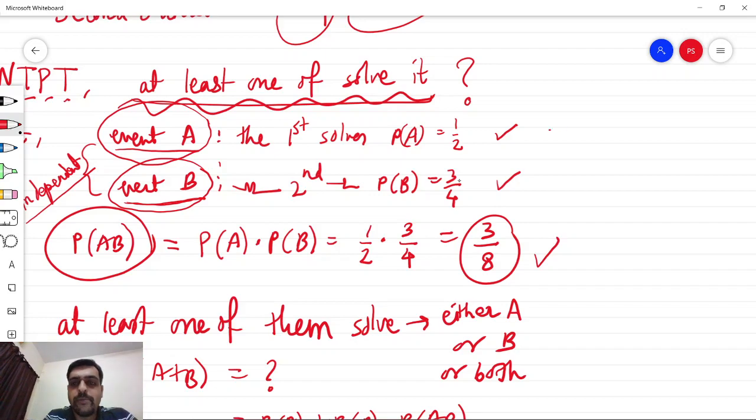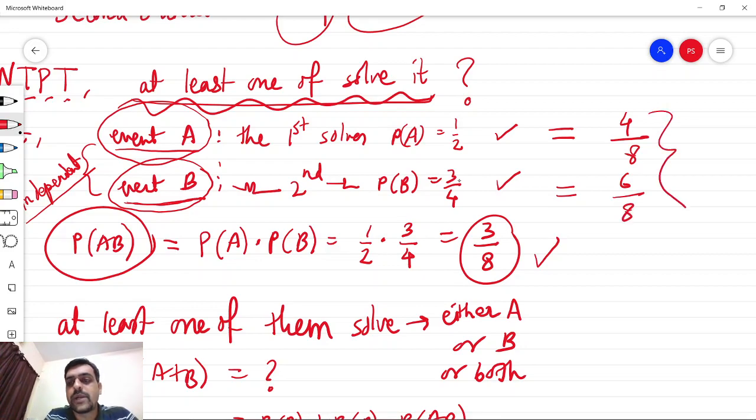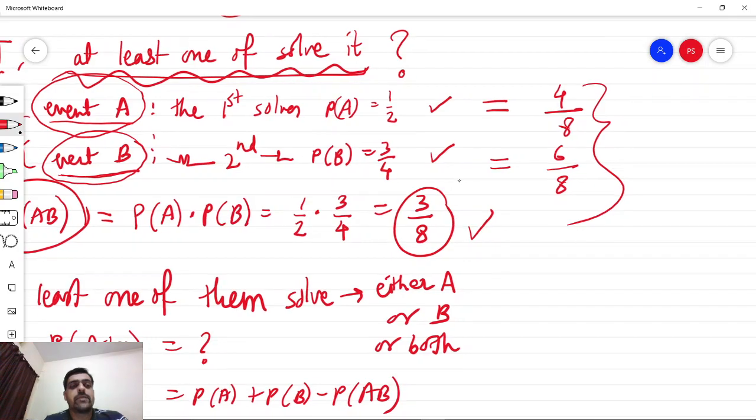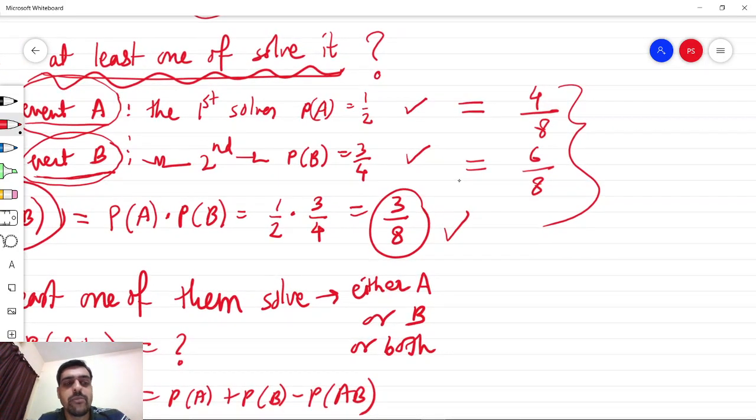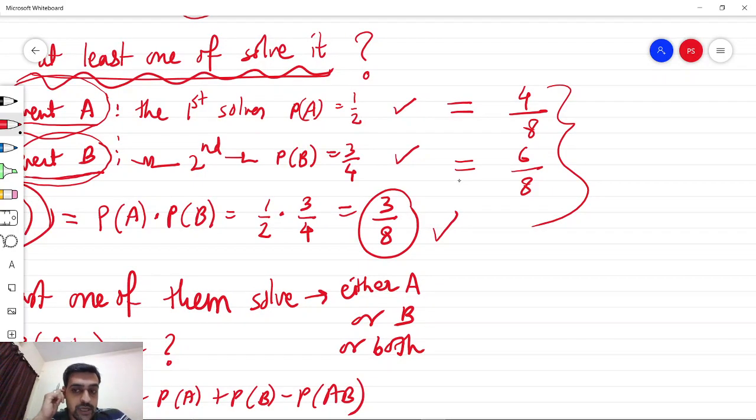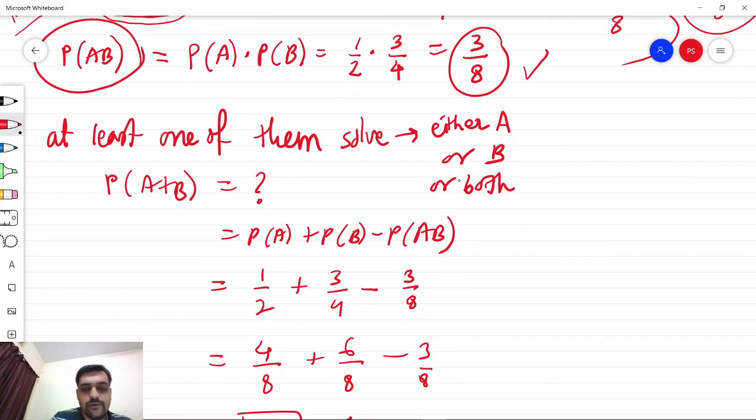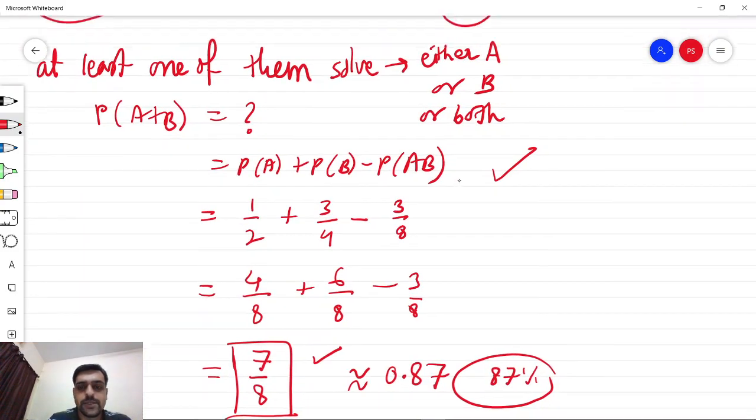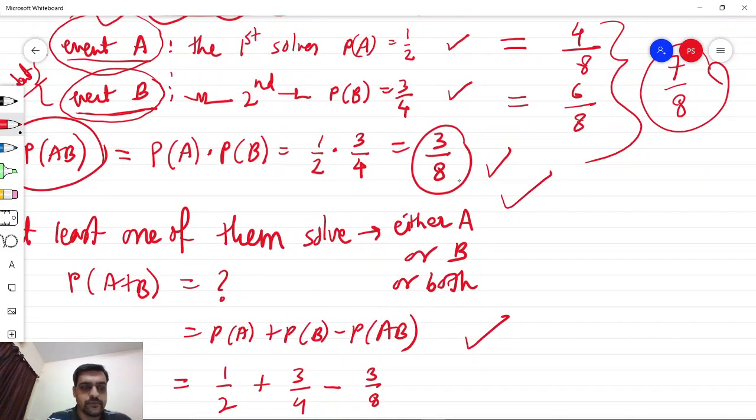So we can see the effect of teamwork here. When they were trying to solve independently, the first student solves with a 50% probability, that is 4 by 8. The other student solves with a 75% probability, that is 6 by 8. But if they are made to solve it simultaneously, independently, the probability that it is solved is 7 by 8. So the probability is obviously going to increase if multiple persons are allowed to solve the same problem. So this is how we have used both of the probability theorems in this case, namely the first theorem and the second theorem.